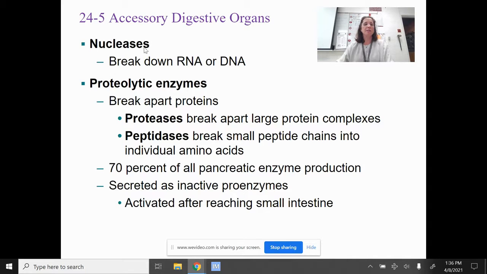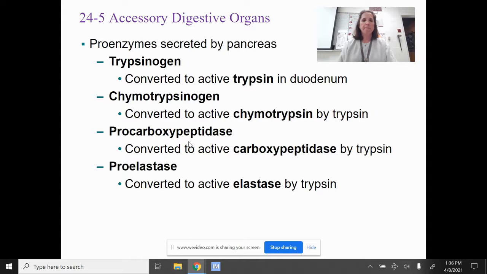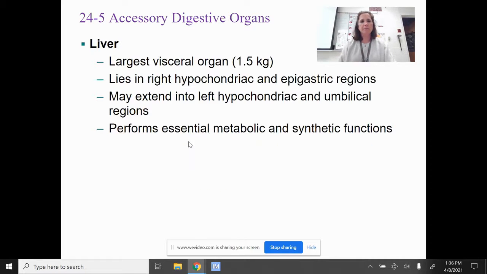There's going to be nucleases. Sorry, I skipped this one up here. That's going to break down different nucleic acids like RNA and DNA. And peptidases, which are breaking down peptides, which are how proteins are held together. There's a lot more, and you don't have to memorize all these. You just have to know that basically in that pancreatic juice, there's going to be carbohydrates, proteins, and lipids and nucleic acids that get broken down.